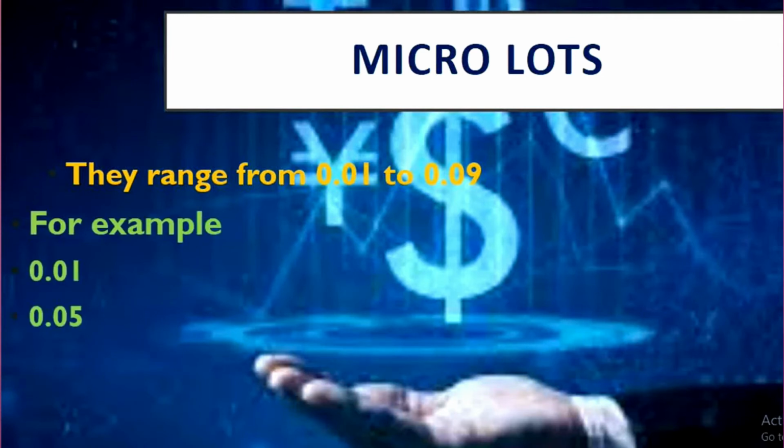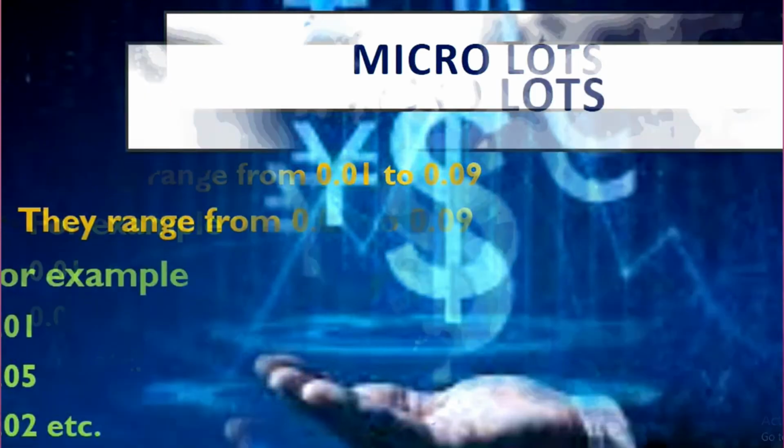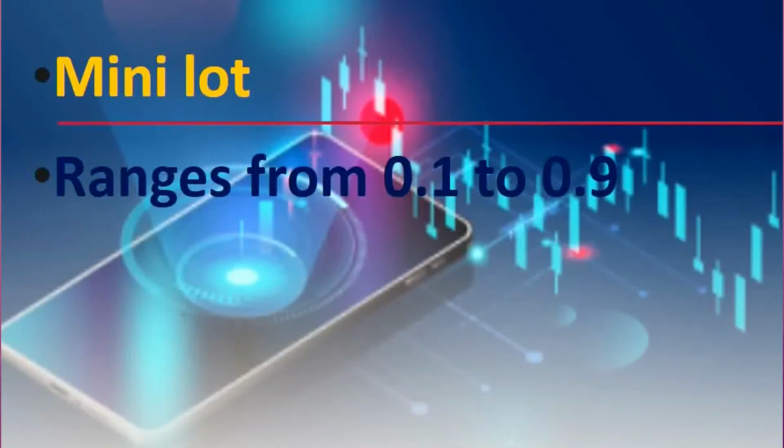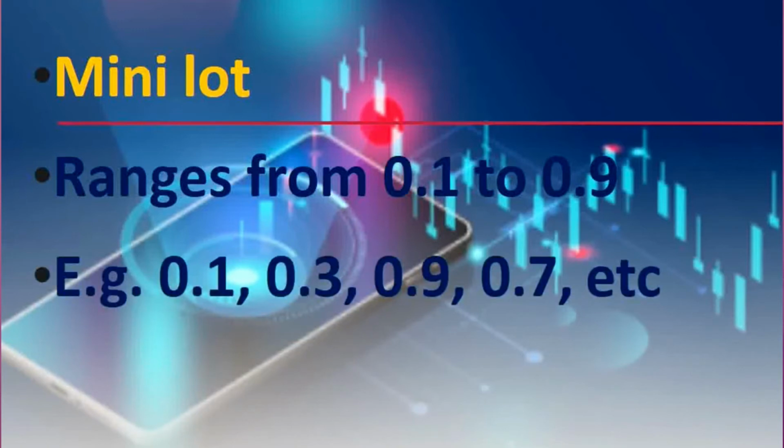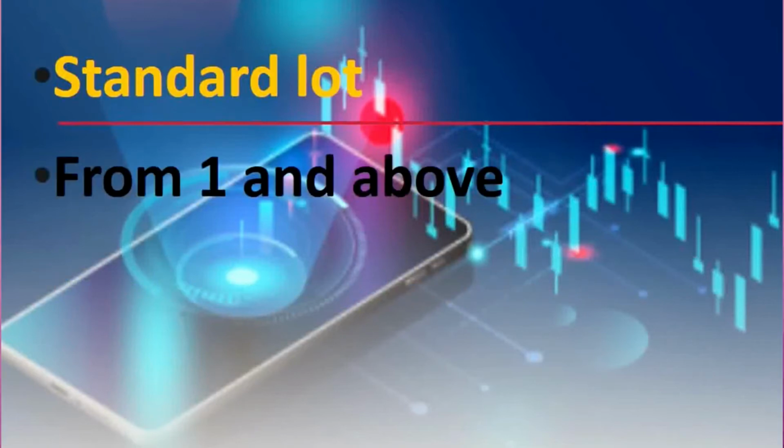That means that a micro lot can either be 0.01, 0.05, 0.02, 0.08, as long as it is within a range of 0.01 and 0.09. A mini lot ranges from 0.1 to 0.9. That means it can either be 0.1, 0.3, 0.9, 0.7, as long as it is within a range of 0.1 and 0.9. While a standard lot begins from 1 and above.